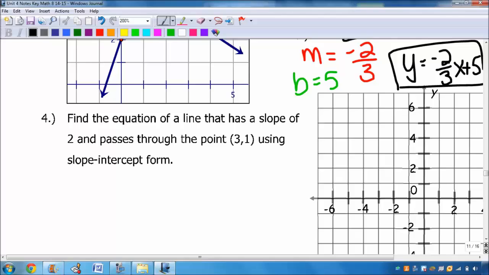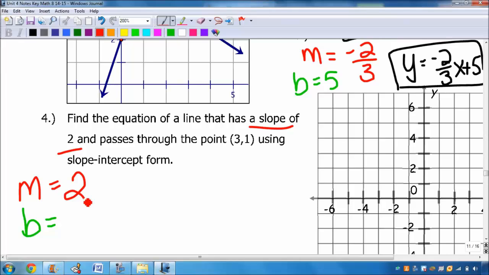All right, so now in question number 4, it says find the equation of a line that has a slope of 2 and passes through the point (3, 1) using slope-intercept form. This is where things get a little bit more difficult. So, same thing, you need to know what the m is, and you need to know what the b is. If you read through the problem, it tells you what the m is. It tells you that the slope is 2, so m equals 2, all right? But then it says it has to pass through the point (3, 1).